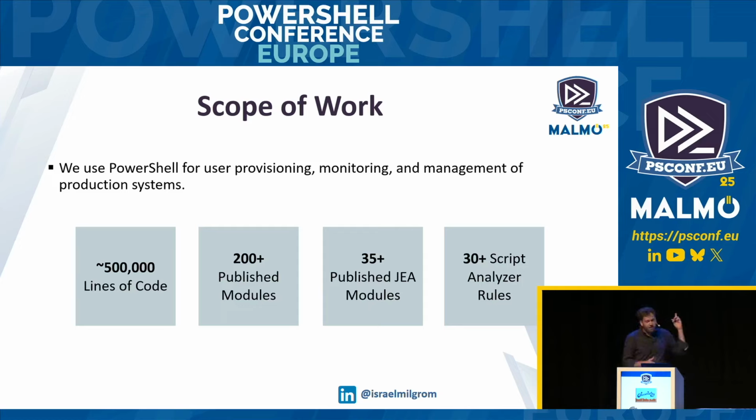We have a lot of code, 500,000 lines of it. Maybe it's not a lot compared to software development, but I'm pretty sure it's the largest PowerShell repo I've seen for a single company. We have 200 published modules that do anything from integrations with external systems, Zoom, Slack, you name it. We have some published GA modules that facilitate our access to a restricted system. And since we develop so much in PowerShell, we use a lot of script analyzer rules to nudge users in the direction of our style guide.